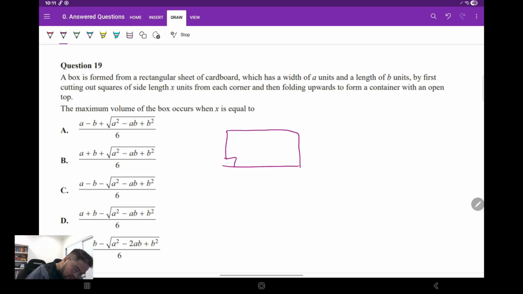You've got a rectangular sheet of cardboard. And with this cardboard, we've cut out an X, X, X, X, and we've got a length and a width that's respectively, in this case, A units and B units. Now, when we fold this up along these perforated lines here, you'll see that it makes a height and into a 3D shape. So we're going to make this into a box.